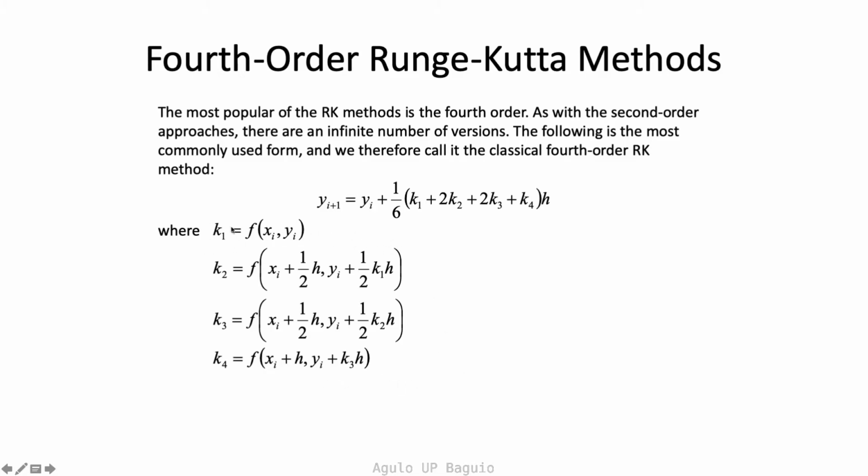So again, you first determine k1, where k1 is just equal to your f of xi, y sub i. You plug in k1 here to get k2, and then you plug in k2 here to get k3. You plug in k3 here to get k4. Once you know all the k's, you plug these here, perform this equation, multiply it by h, and then you add it to y sub i to get y sub i plus 1. So this is the method that you're going to use for your machine problem.